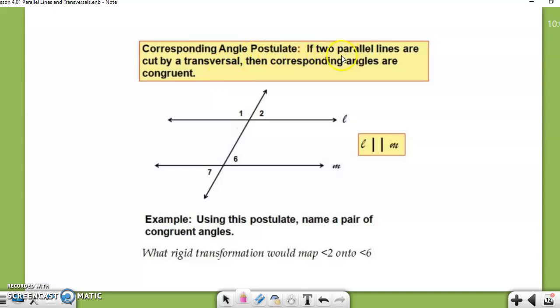Now we have a corresponding angle postulate. It says if two parallel lines, remember you don't have to be parallel to have a transversal, but if two parallel lines are cut by a transversal, then the corresponding angles are congruent. So using this postulate, name a pair of congruent angles. Okay, well, angle 2 is in the same position as angle 6. Everybody see that? They're both on top of the lines and on the right hand side of the transversal. What would be the transformation that would map 2 to 6? It is a translation.